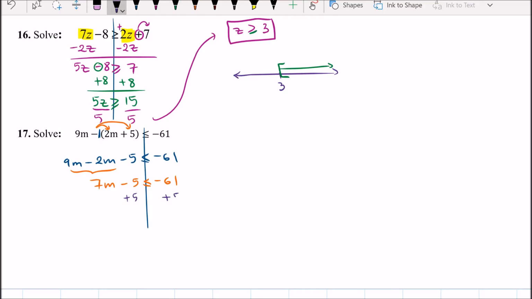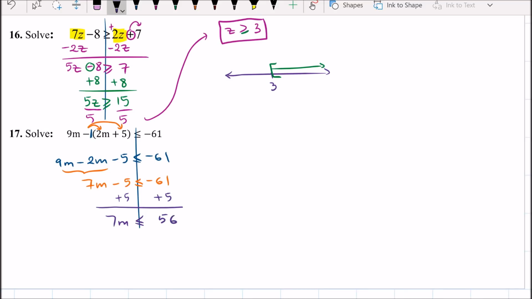Then we add 5 on both sides to get m by itself. So 7m less than or equal to 61 minus 5, which is going to be 56. Okay, so 56. And to get m by itself, we divide by 7 on both sides. M less than or equal to 8.